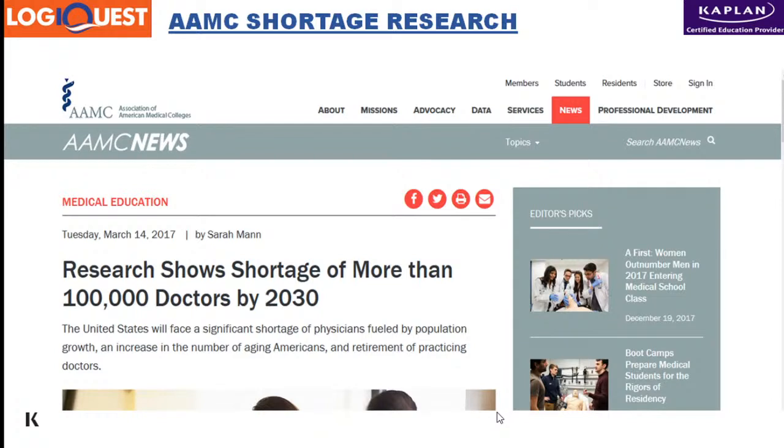Similarly, if I compare that with the US, the total number of seats in the US is way higher in terms of the percentage of acceptance for international medical graduates, right? And also on your screen, if you can see, this is a screenshot taken from the official website of the AAMC, which stands for the Association of American Medical Colleges, which says that research shows a shortage of more than 1 lakh doctors by 2030, right? Which means that they are desperately in need of candidates, irrespective of local or international, but they definitely do need candidates.